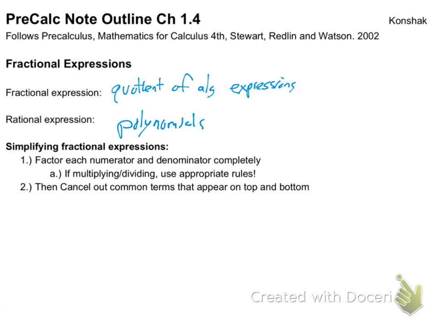Then, two, what we want to do is start to cancel out common terms that appear on the top and bottom. Remember, this only works when we are multiplying and dividing our terms. If there's addition and subtraction going on between terms, it's out. Unless you can divide something completely out front, you can't cancel them. So, are you ready for some examples?